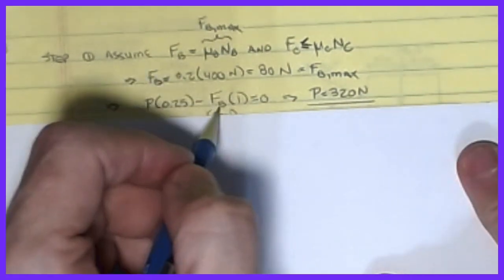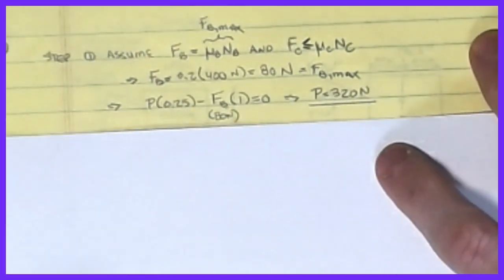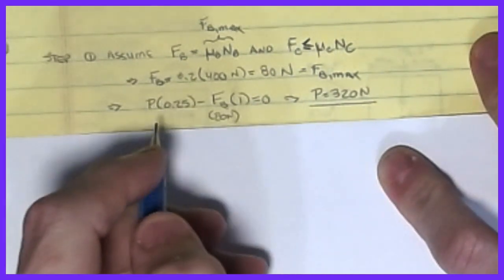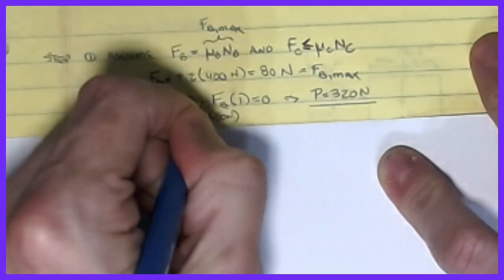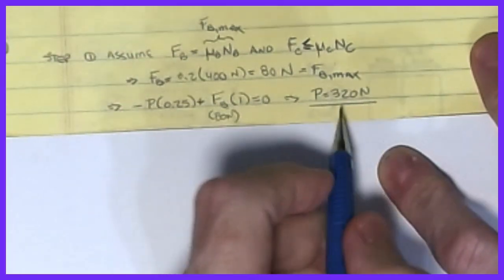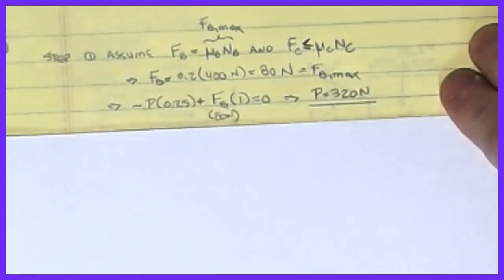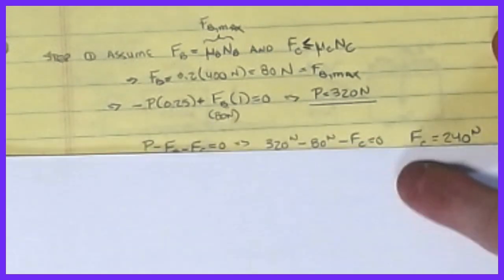or plug in the FB value, and solve for the P that would cause FB to be equal to that value. Okay, so if I plug in 80 newtons for FB, multiply it by the 1, and I play with my signs, again, this is a minus, and that was a positive for our equation. That's fine. We find out that P is equal to 320 newtons on this particular object. So in order to break B first, P would be 320 newtons.